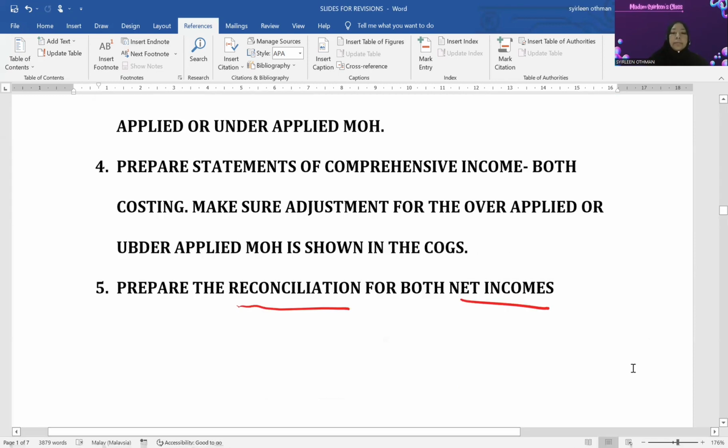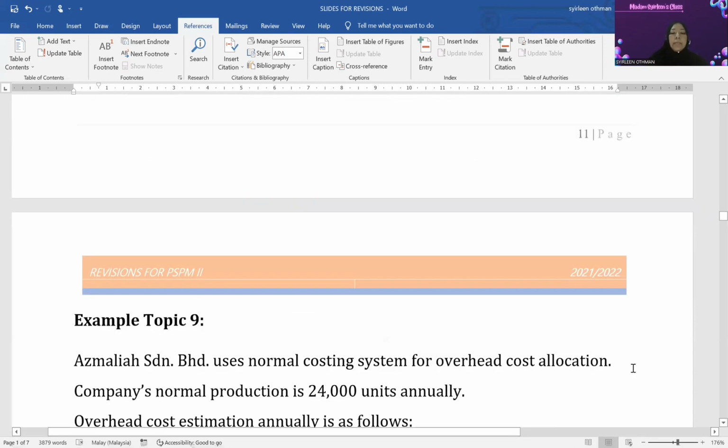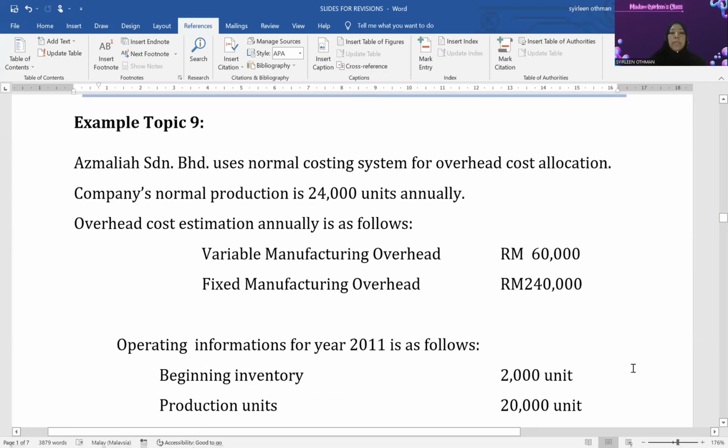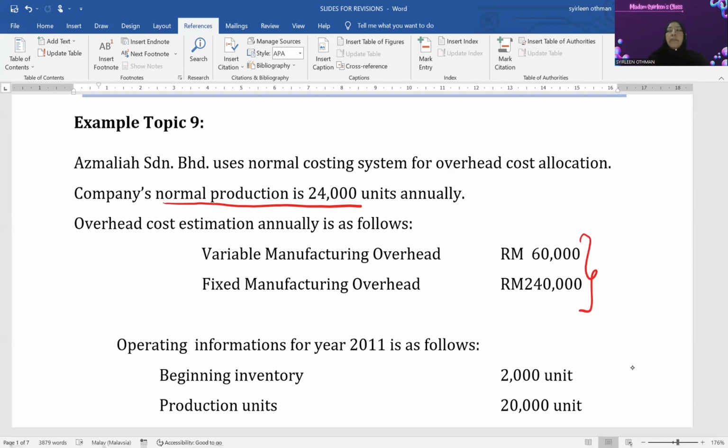All right, so we look at this question, this example. Normally in the question, you will be given a normal production unit. So this is actually an estimation figure. What's the purpose of having this normal production unit? You need to use this in order to find the POR for your variable manufacturing overhead and also for your fixed manufacturing overhead.